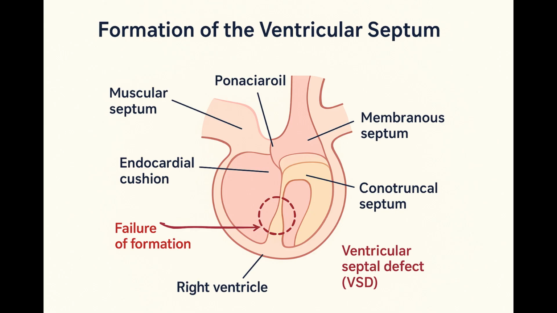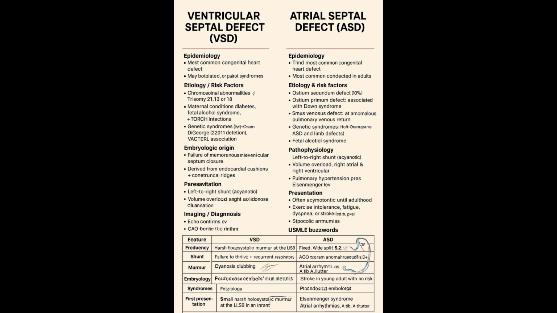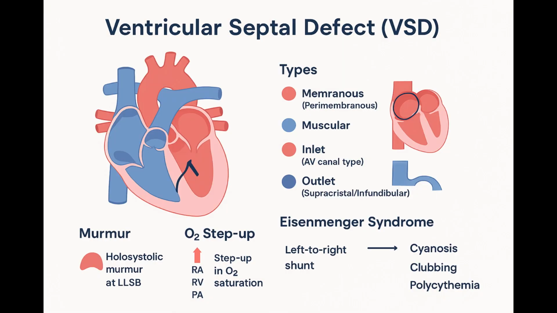A VSD is just a defect, a hole in that shared wall, the interventricular septum. Right. And it causes oxygenated blood to shunt from the high-pressure left ventricle over to the right ventricle. That's your classic left-to-right shunt. So thinking about our builders, the most common type, the membranous VSD, what, about 80% of them? Around that, yeah. That must be a failure of that complex fusion point. It's the ultimate alignment failure. It requires the perfect meeting and fusion of the endocardial cushion contribution, the neural crest cell contribution, and the tip of the muscular septum. Wow.